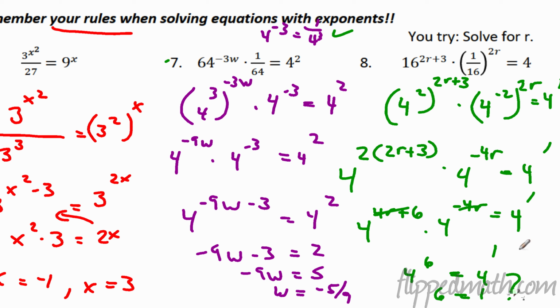Say, what? No solution. Kelly did it again. Truly! Every time I give you one to do by yourself, it's no solution. But that's basically how you go about that problem. 4 to the 6th will never equal 4 to the 1st. It's no solution there. All the variables dropped away.